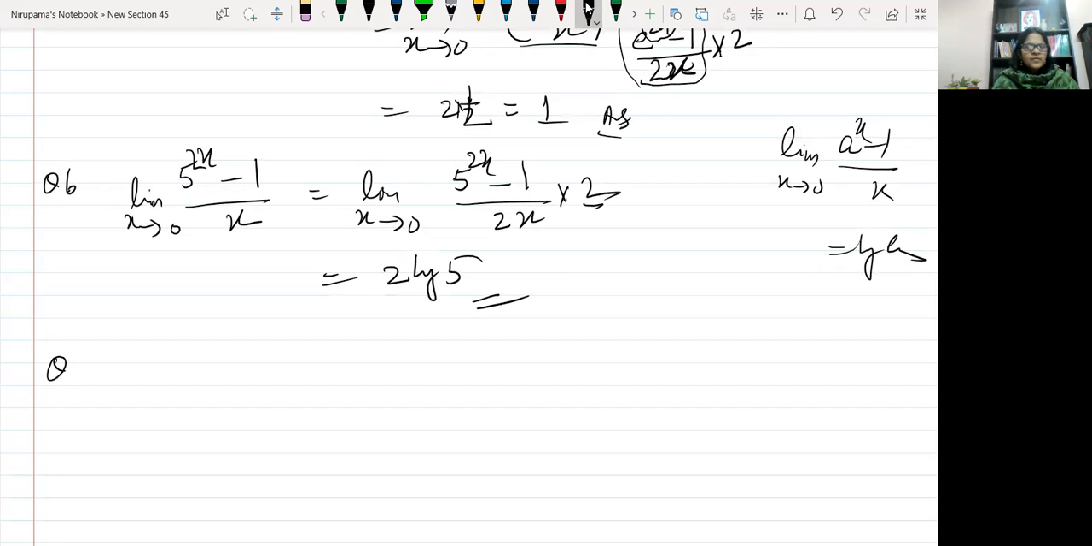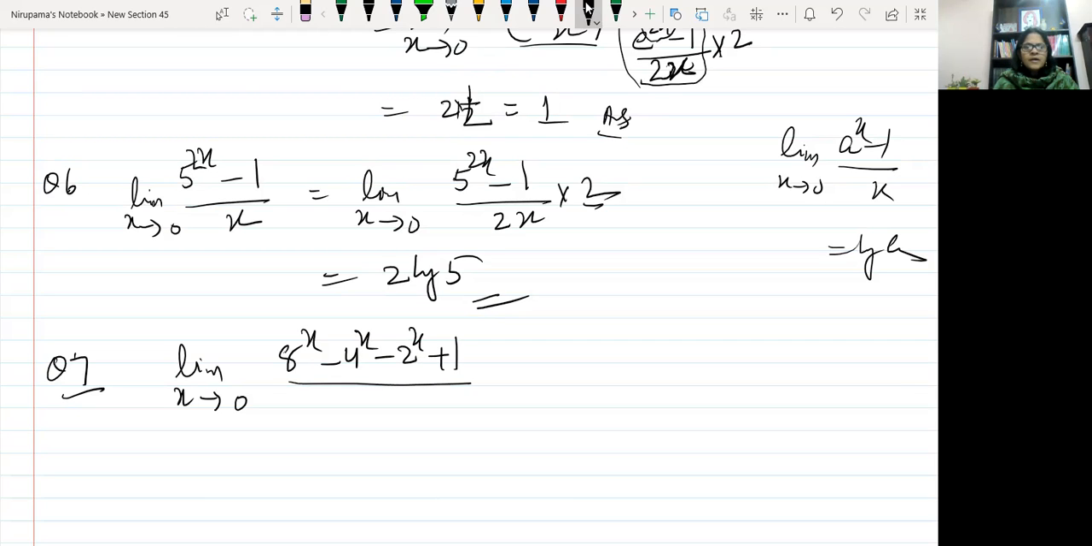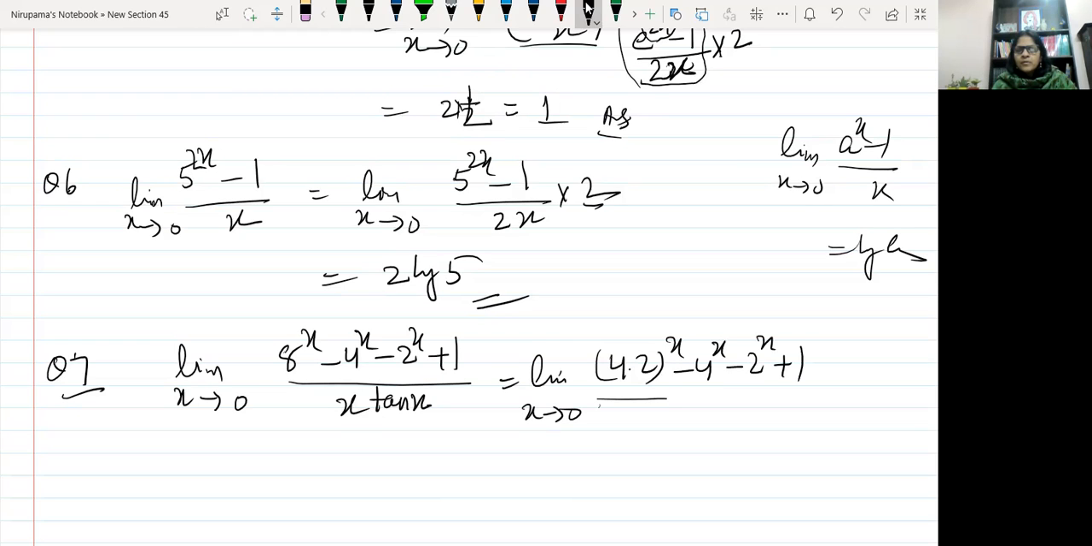Okay, our seventh question is: limit x approaches 0, (8^x - 4^x - 2^x + 1) divided by x tan x. Okay, so if we have this question, limit x approaches 0, we have 4 and 2 and 8. 8 equals 4 into 2 power x, minus 4 to the power x, minus 2 to the power x, plus 1, divided by x tan x.